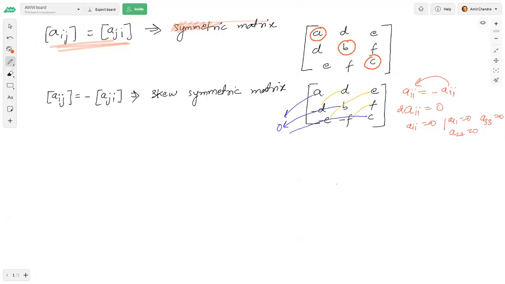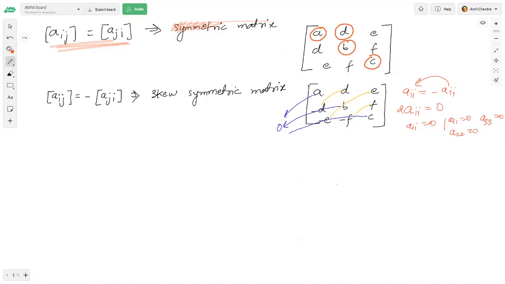The only restriction is that if here you have written D, that means A12 is D, then A21 should also be the same element. If A13 is E, then A31 also has to be E. If A23 is F, then A32 should also be F. Diagonal elements can be anything. They can be 0, or they can be non-zero values. There is no restriction on the diagonal elements. Understood? Fine.